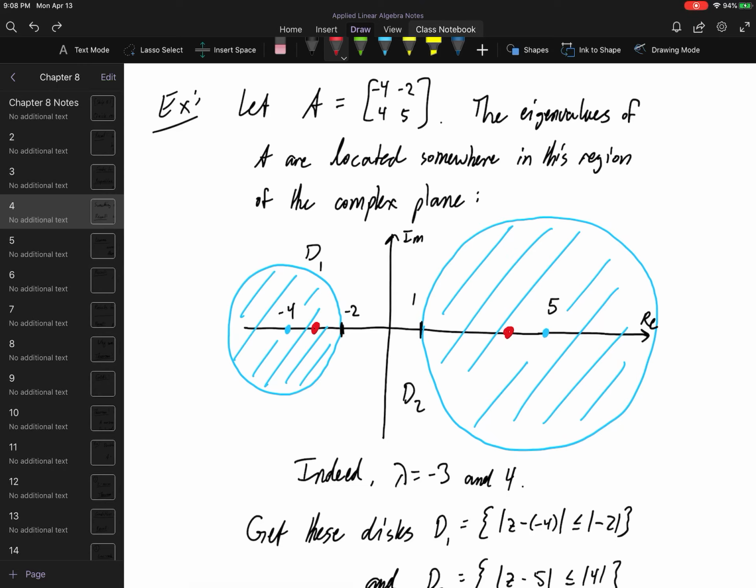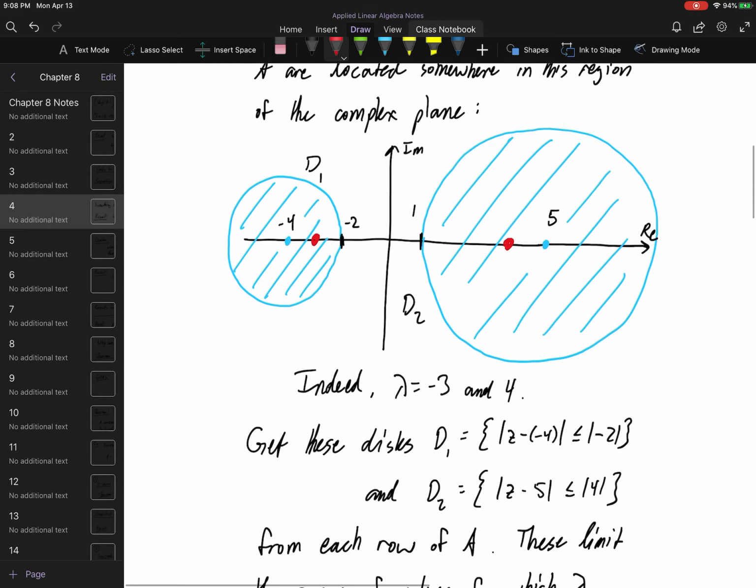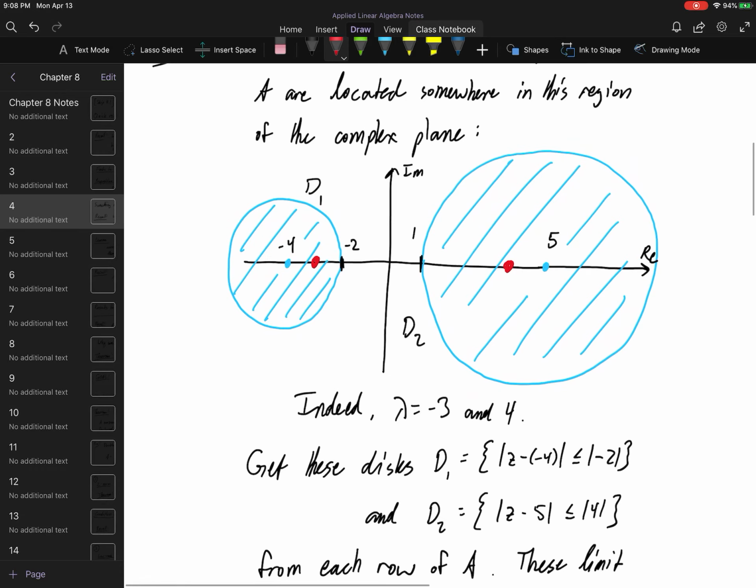And indeed, for some reason, I chose these disks that live in the complex plane to say, I know where my eigenvalues have to be. So if I tell you that one of my eigenvalues has to live in this disk, sure enough, there's lambda equals -3. It lives in that disk. And for this disk, yeah, lambda equals 4, that lives in that disk.